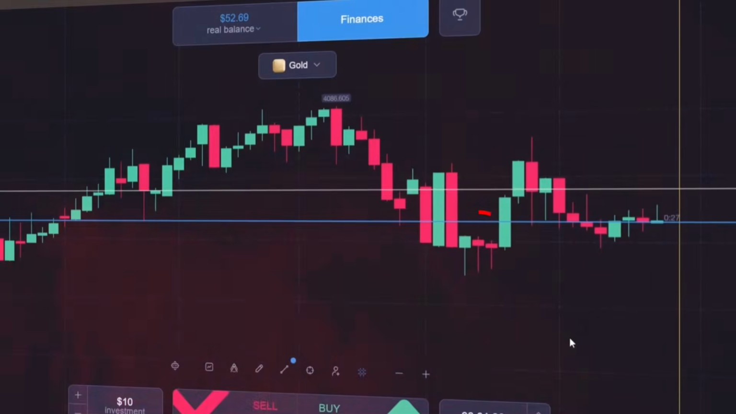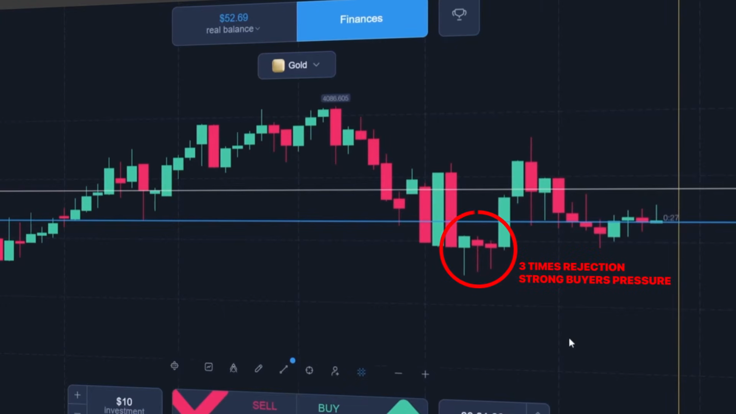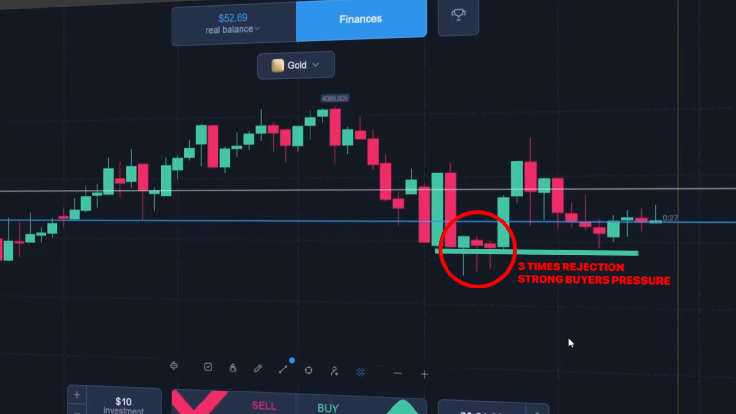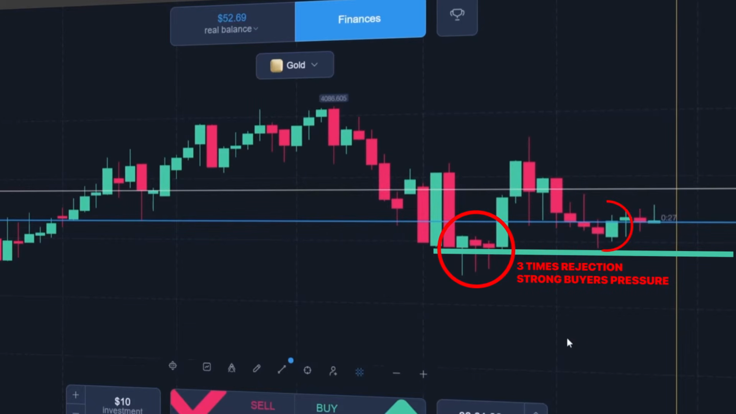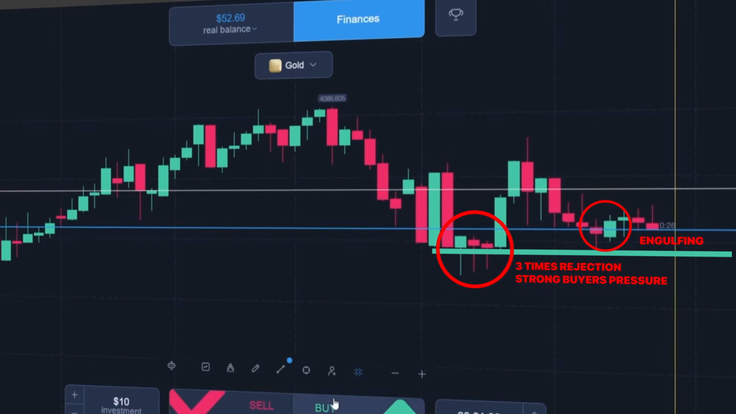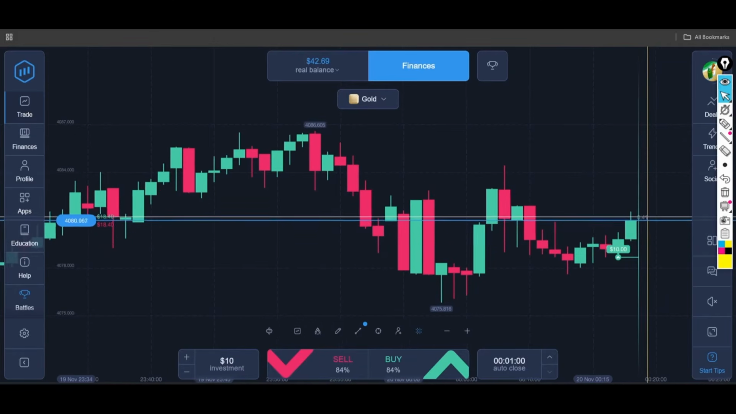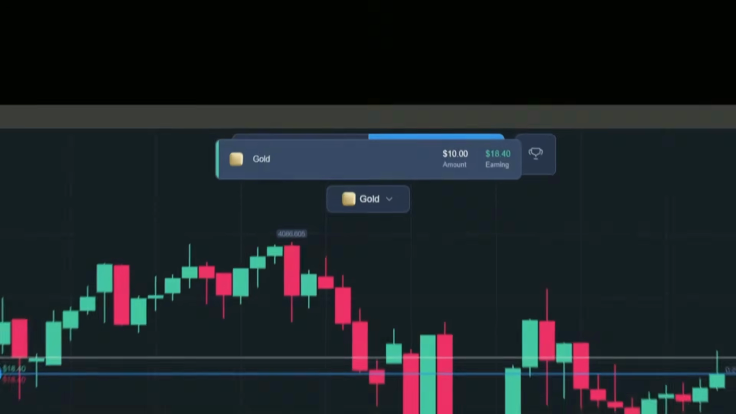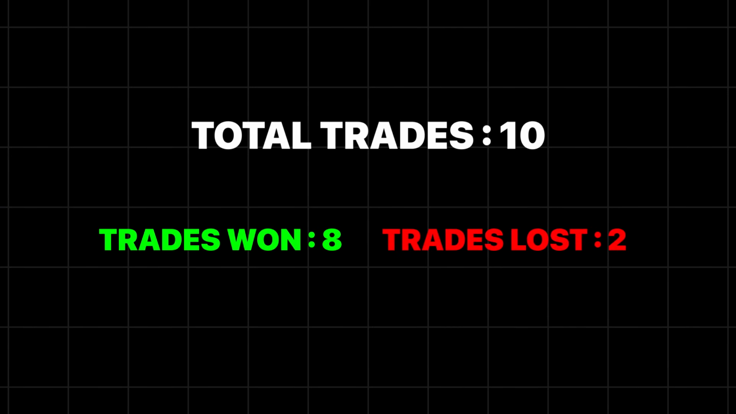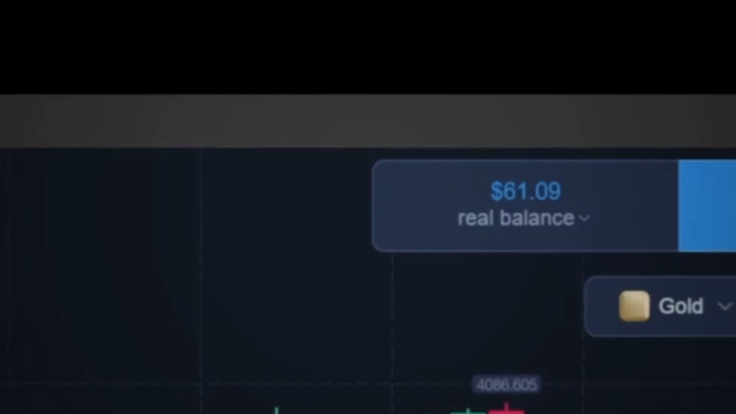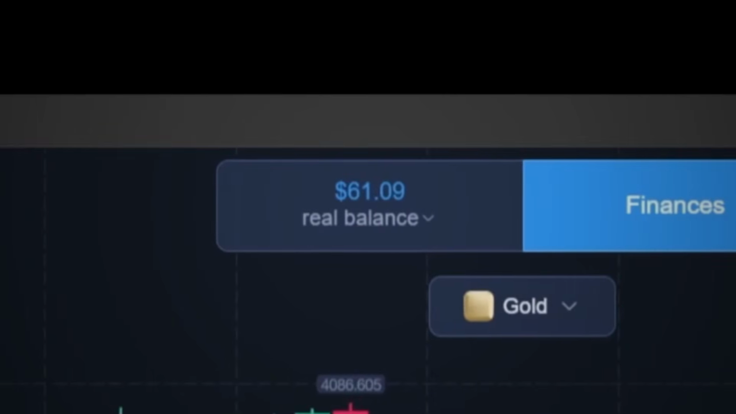Let's go back to the gold market. Here, we can see the market price was rejected 3 times at this level, creating a potential support level. If we look here, we can also see a bullish engulfing candle pattern. So I placed a $10 buy trade. We closed our 10th trade with a profit as well. So far, we've placed 10 trades and won 8 of them, bringing our total account balance to $61.